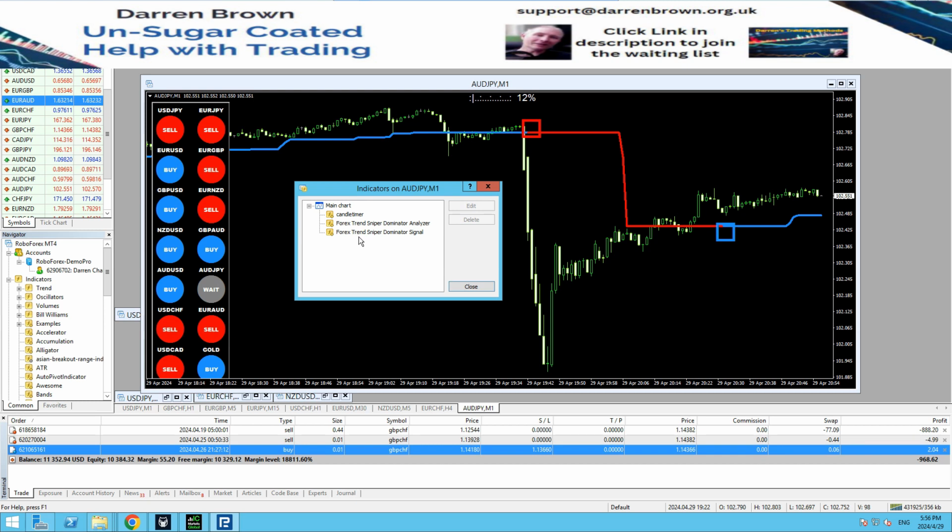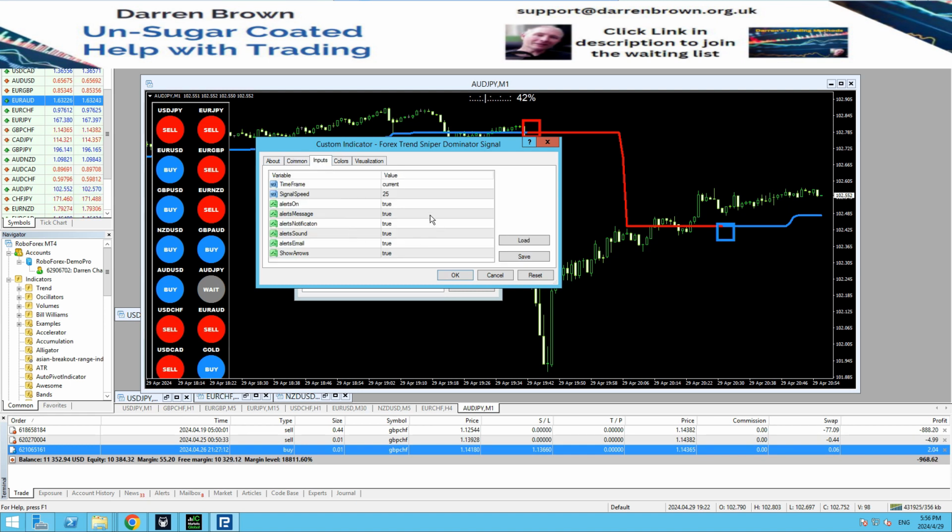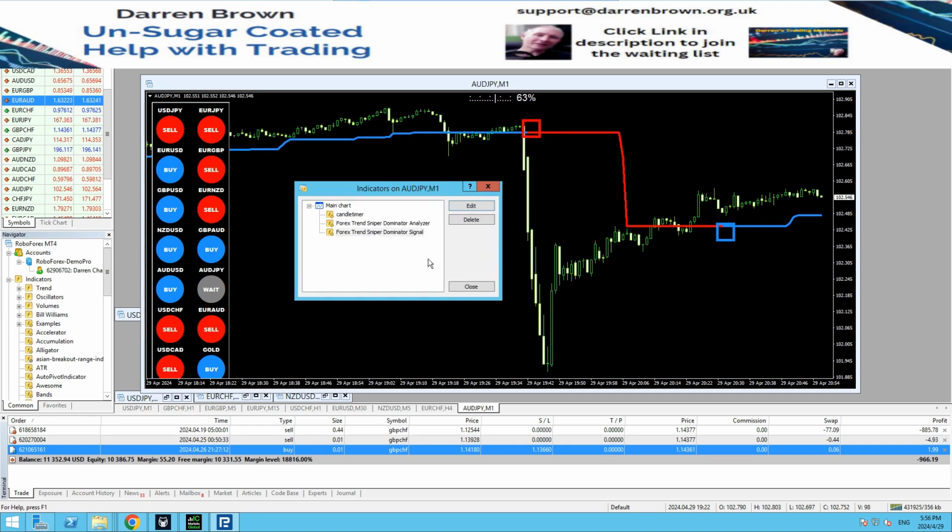You want to click on, now it's either this one or this one, so bear with me. Let's do the bottom one first. We click on here, click on edit. Then click on common, and check that allow DAO imports has been ticked. Go to inputs. This is where you can adjust your time frame, your signal speed, and your alerts on and off. This is where you can have your email alerts, sound notification, and message. You can see that these are all true, so these are all working.